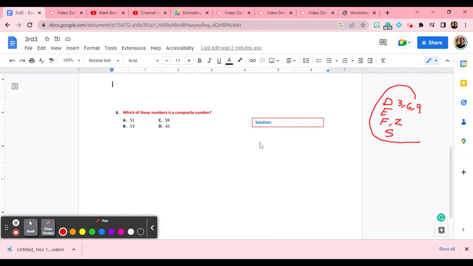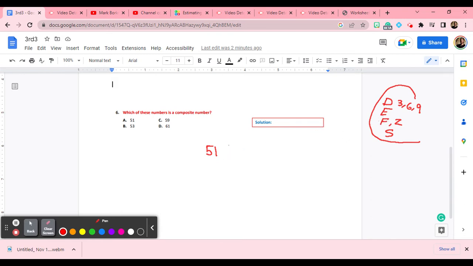Okay, here's what we're going to do. We're going to look at our question, which says, which of these numbers is a composite number? We're going to go through each number and see if it's prime or composite. So let's go to 51. I'm going to go through all the criteria over here. So let's start with the easiest one, which is even.